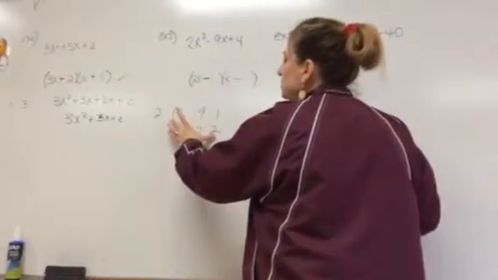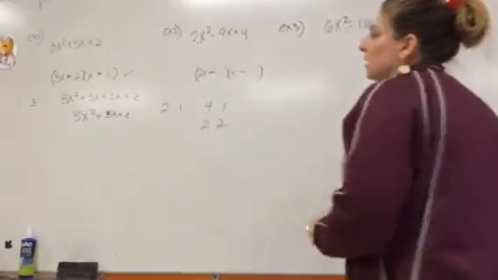2 times 2 is 4. 2 times 1 is 2. 4 plus 2 is not going to work.